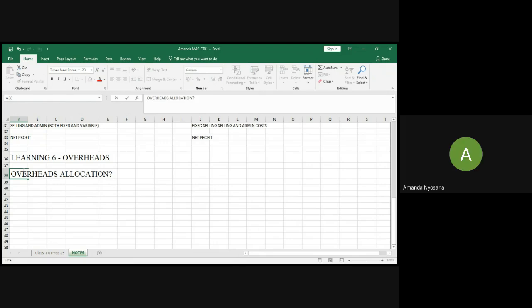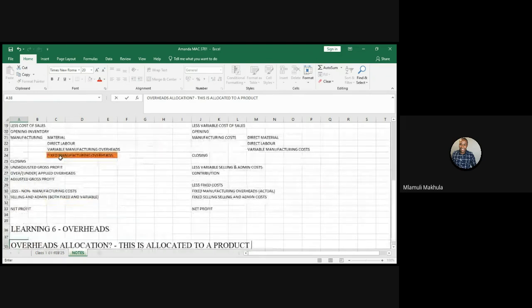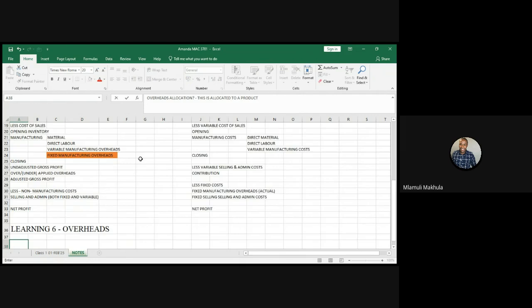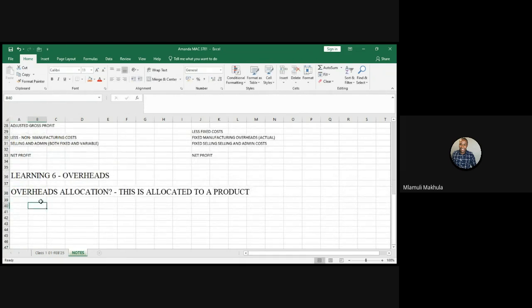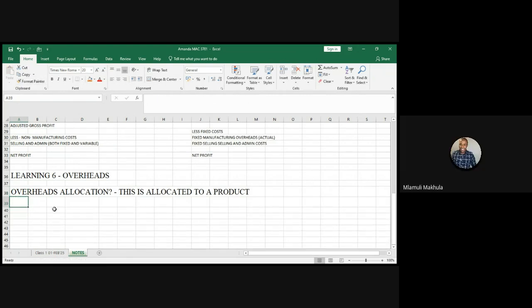So, overhead allocation, the question will be allocating it to what? To where? This is allocated to a product. It is the same overheads that we spoke about here. Are you with me? Okay. Before we speak about the allocation, let's talk about overheads themselves.